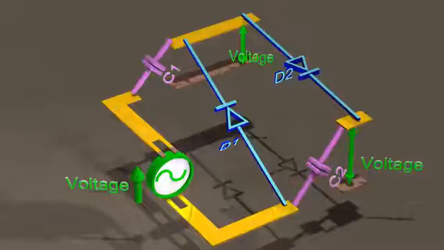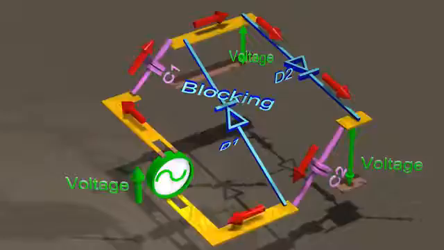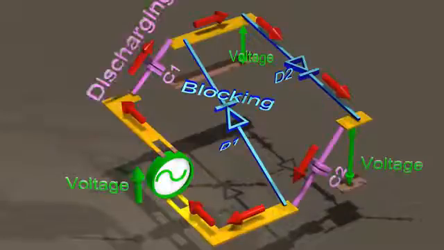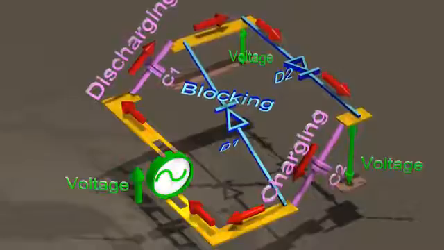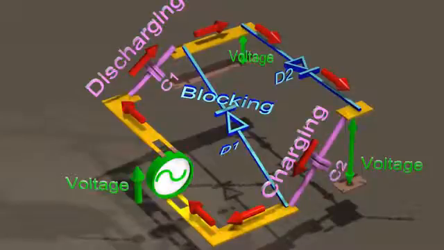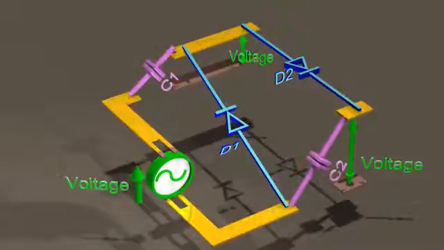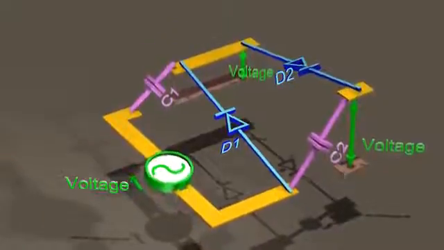When the AC input voltage changes direction, diode 1 will now be blocking, and current will flow through diode 2, causing capacitor 1 to discharge and lose its voltage, whereas capacitor 2 will be charged and gain voltage. Every time this cycle repeats, capacitor 2 will be charged slightly more, and its voltage will increase. Diode 2 will prevent it from discharging.